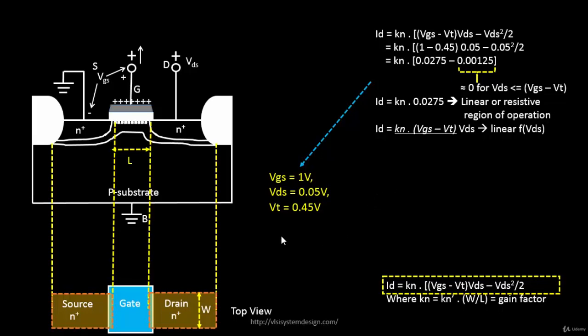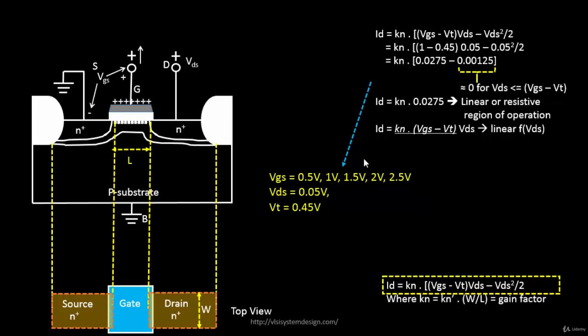For example, let's do it one by one. Let's try to switch the VGS from 0 to 2.5 volts at an interval of 0.5 volts. So we'll take different values of VGS: 0.5 volts, 1 volt, 1.5 volts, 2 volts, and 2.5 volts, and see how the device behaves at each and every value of VGS.